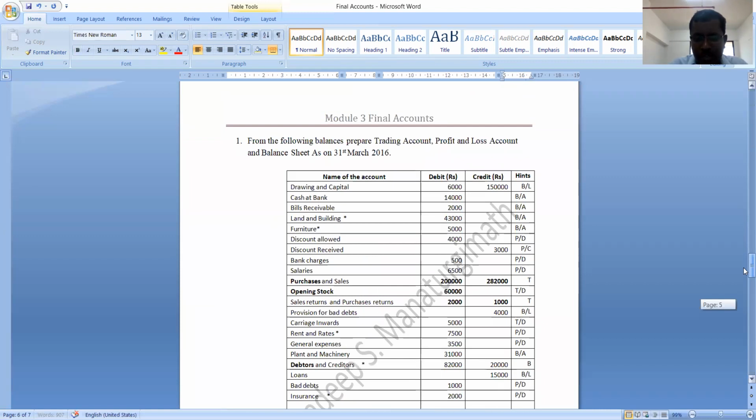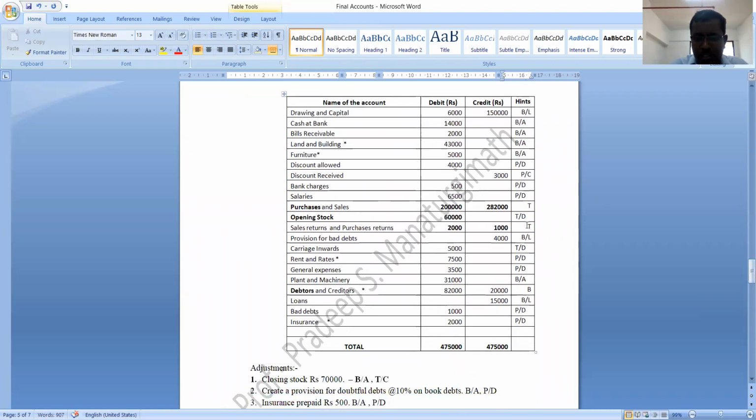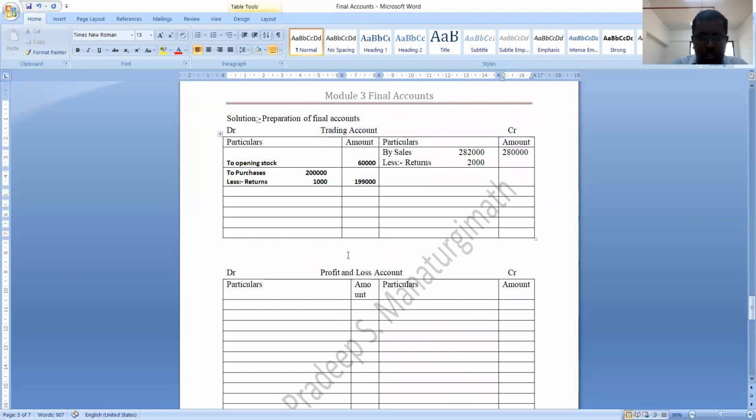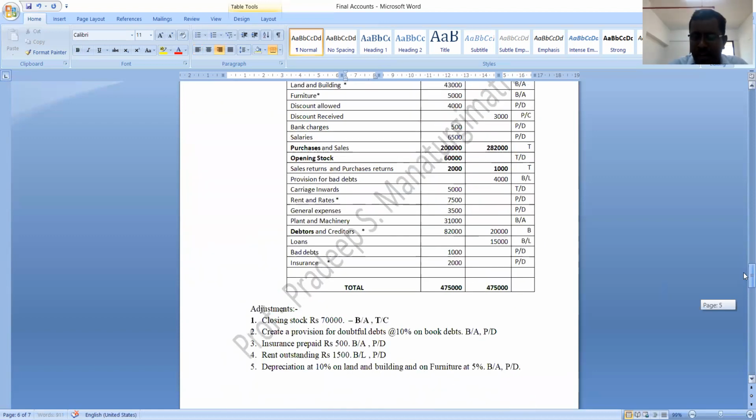Let's see which is the next item that belongs to trading account. Yeah, this is done. Now we need to record carriage inwards. The another item that is remaining is carriage inwards. Which side must it be recorded? Since it is expenditure, it must be recorded on the debit side. Carriage inwards. What is the amount of carriage inwards? The amount of carriage inwards is rupees 5,000. Okay. So from trial balance, we covered almost all items. Yeah, we have covered all the items that belong to trading account.